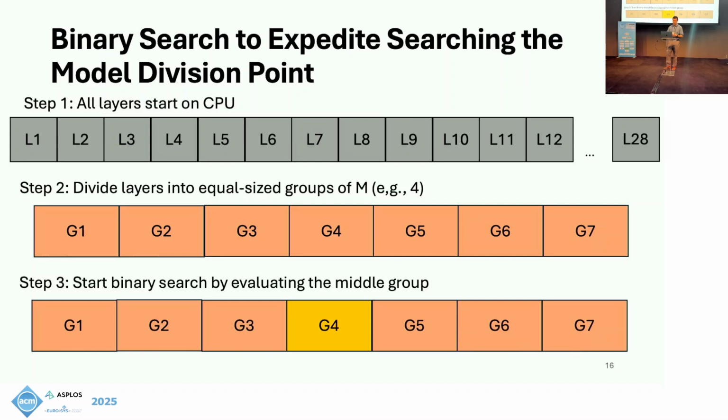Instead, it first divides the model into equal-sized groups of m layers. The binary search starts by evaluating the middle group, which in this case is group 4. Flex simulates what happens if all layers from this group and onward are assigned to LCA, while the earlier layers stay on CPU.